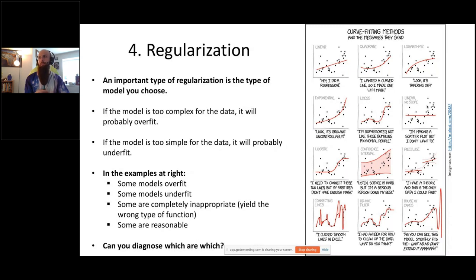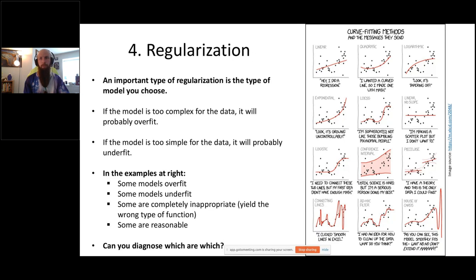All right, so the last slide for regularization is that really there's all these fancy methods you can use to do regularization, like L1 and L2, and there's other stuff you'll see later in the course, like dropout, for example. But maybe the most important type of regularization is just the type of model that you choose. So if you have a problem where the relationship between the predictors and the output variable is linear, you probably want to use linear regression.